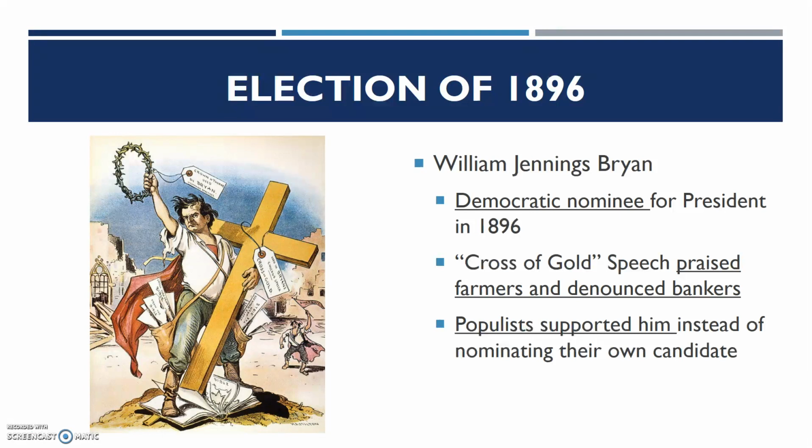He, instead of running as a populist, ran as a Democrat. So he was the Democratic nominee in 1896, and he got a lot of the support from the Populist Party because if the Populists had nominated their own candidate, it would be hard for anyone to defeat a Republican. So they decided to back William Jennings Bryan. William Jennings Bryan is known for a very famous speech called the Cross of Gold speech. In it, he praises farmers and denounces bankers, and this is how he gets the support of the Populist Party.